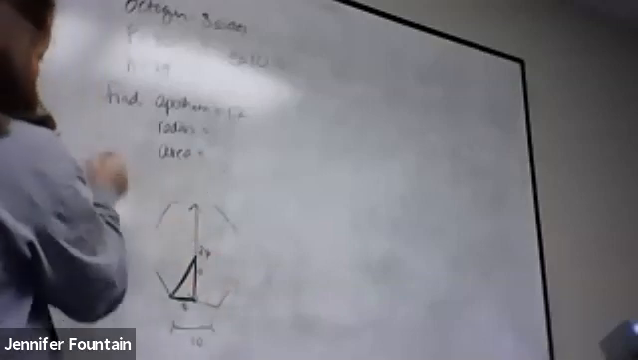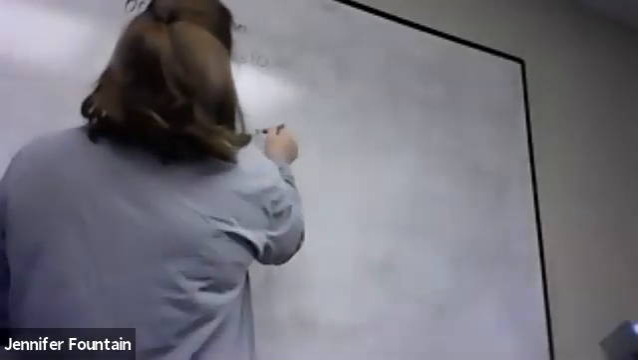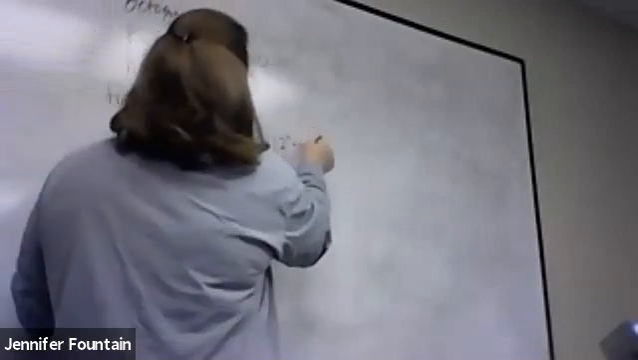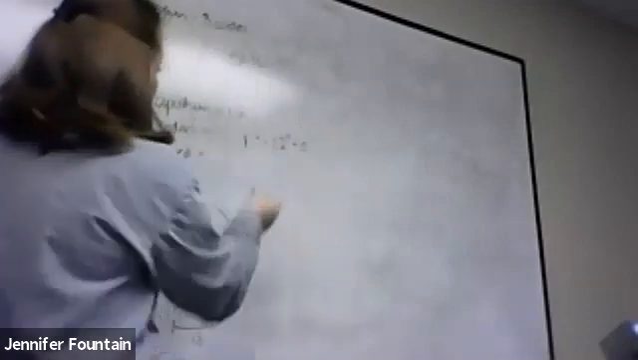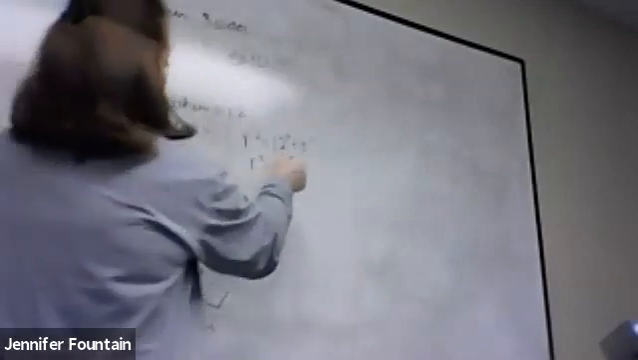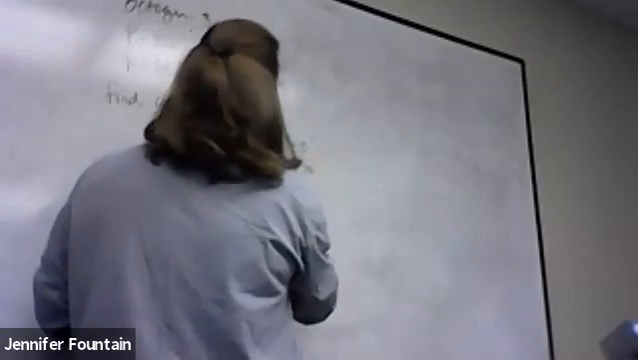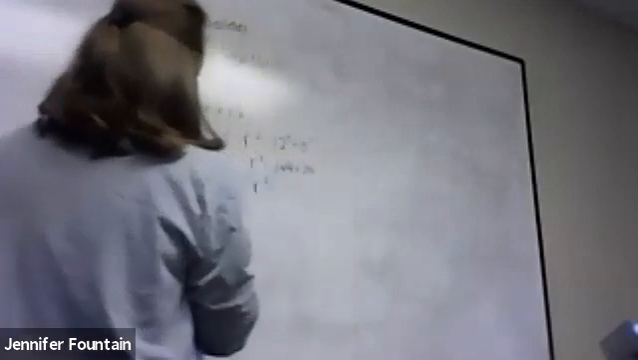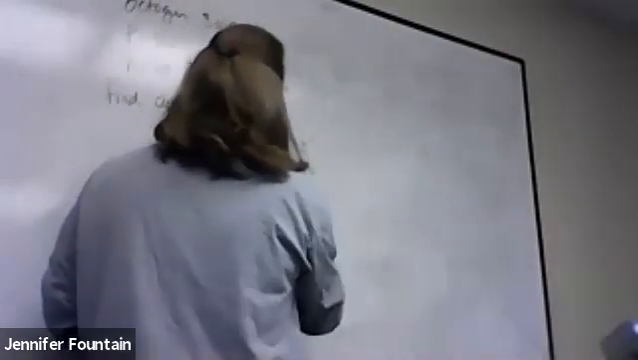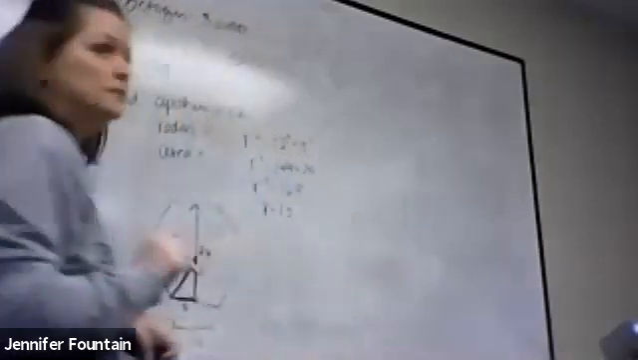So to find that, we'll call it the radius. So radius squared is equal to 12 squared plus 5 squared. So radius squared is equal to, what's 12 squared? 144. What's 5 squared? 25. So r squared is equal to 169. So what is r equal to? 13?